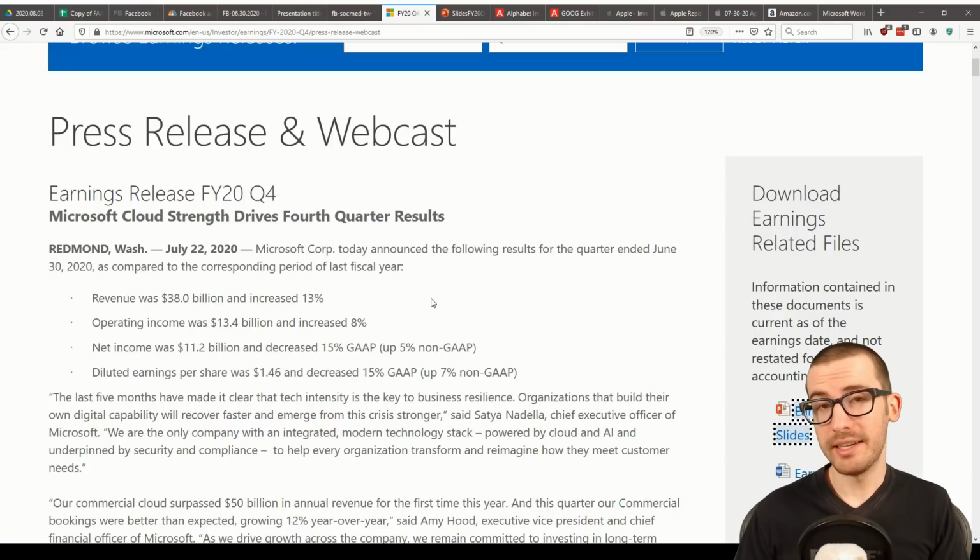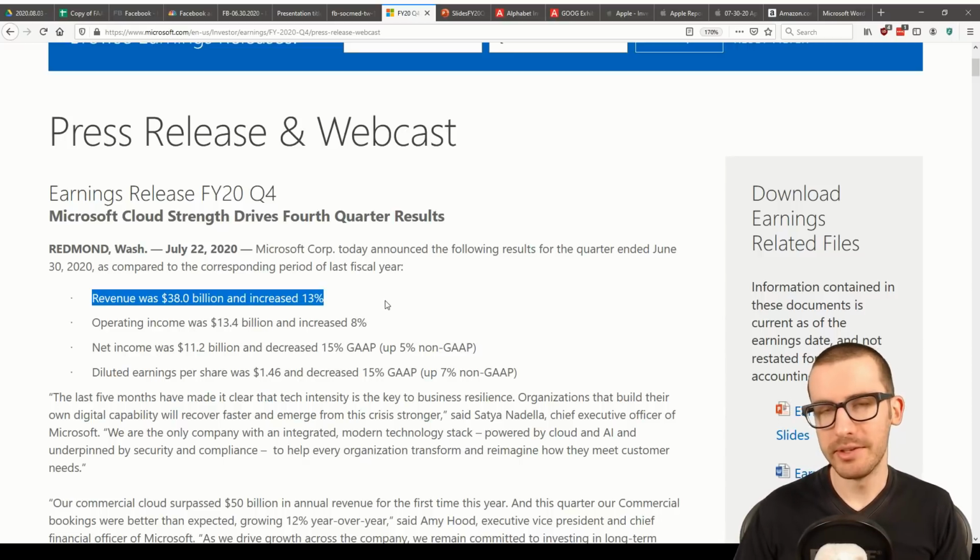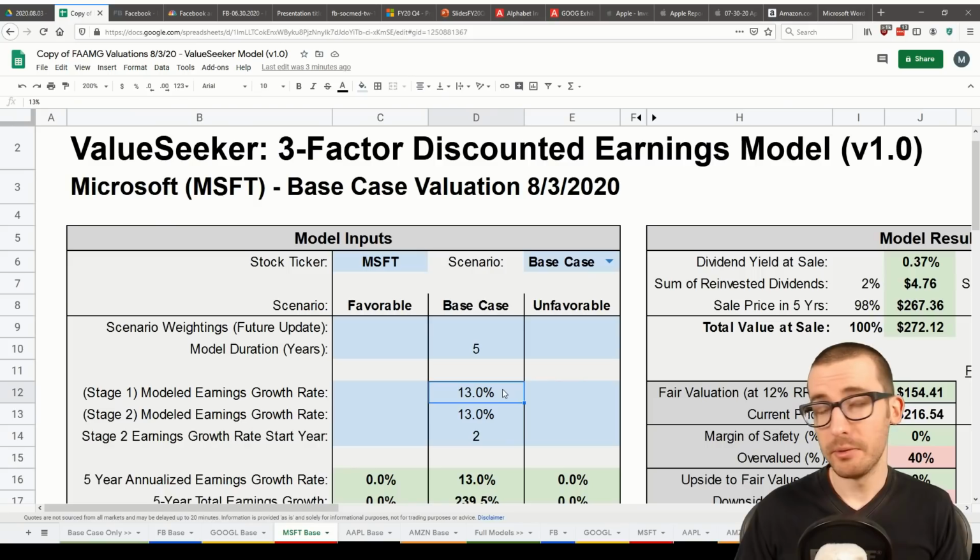Now, Microsoft has actually seen quite consistent results even throughout the recession, and that is partly attributable to many companies moving up their timeline for their plans of digital transformation, which has accelerated the demand for Microsoft's enterprise software services. Most recently, Microsoft has seen revenue growth of 13%, and that's actually been quite consistent over the last several years and is likely expected to continue going forward. So in this case, I've modeled a consistent 13% growth in earnings over the next 5 years.